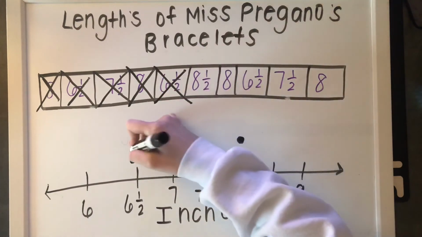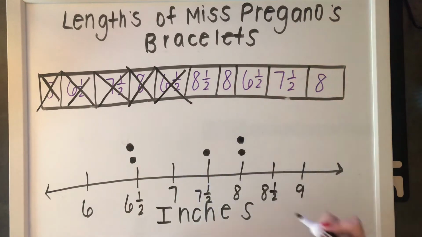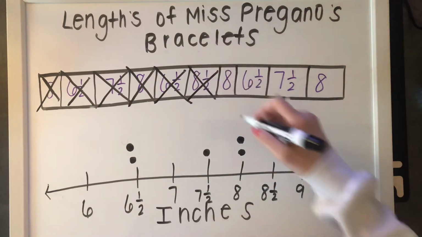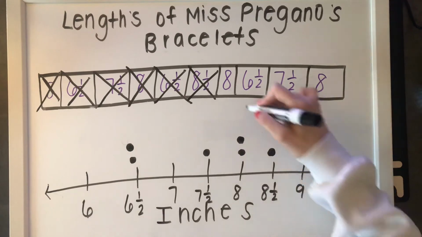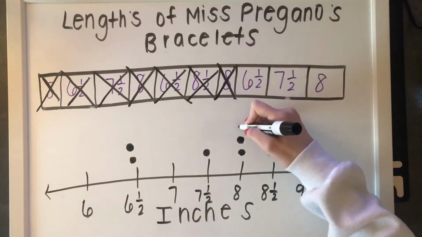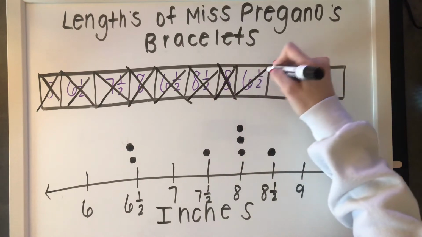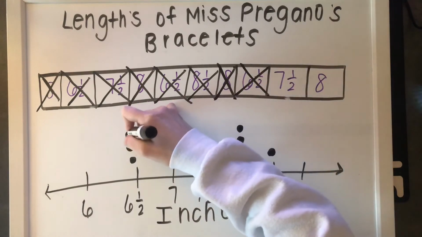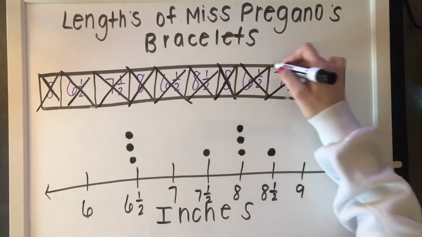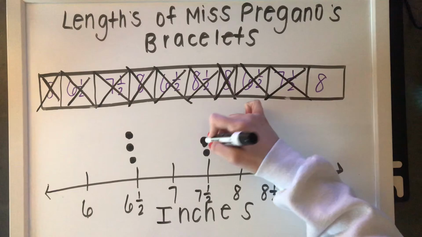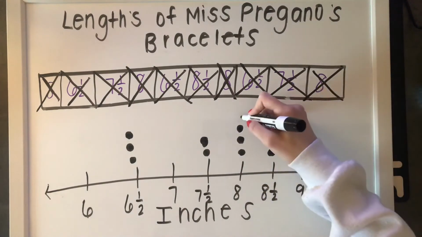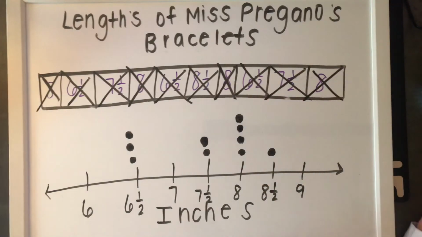6.5 inches. 8.5 inches. 8 inches. 6.5 inches, 7.5 inches, and 8 inches again. So here is our line plot. We went through all of our data and plotted them where they belong.